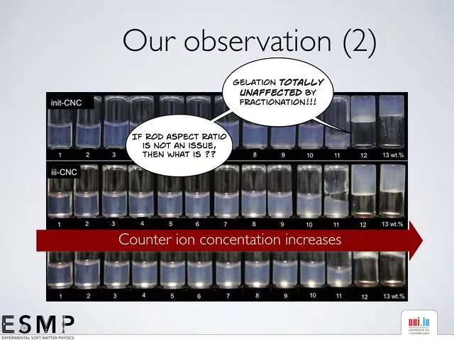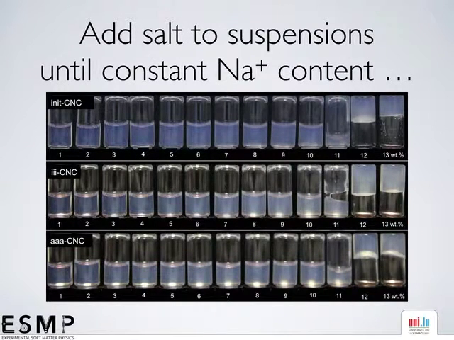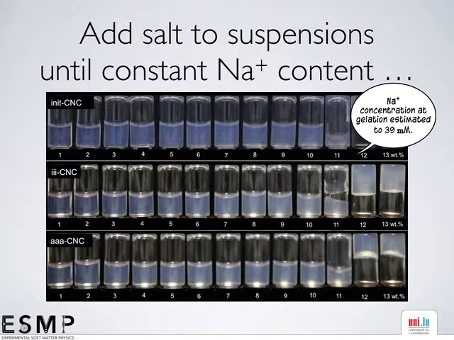And to check this, we then thought, okay, let's see if we can induce gelation also at lower concentration of CNC by simply adding salt, sodium chloride, until we have the same ionic strength as in the samples that we know gelate from before. And that concentration we estimated. It's difficult to estimate because also the values of surface charge from the manufacturer are not completely reliable, but we estimate about 39 millimolar sodium counterions, that's where we should expect gelation.